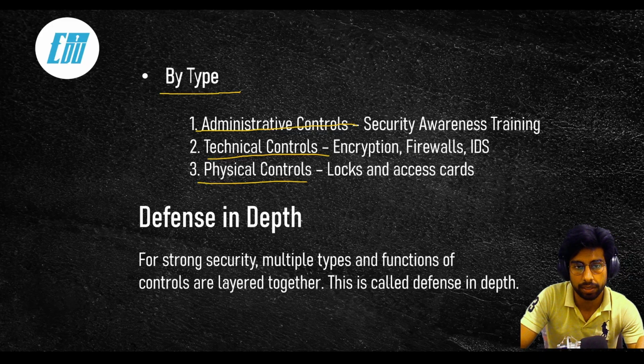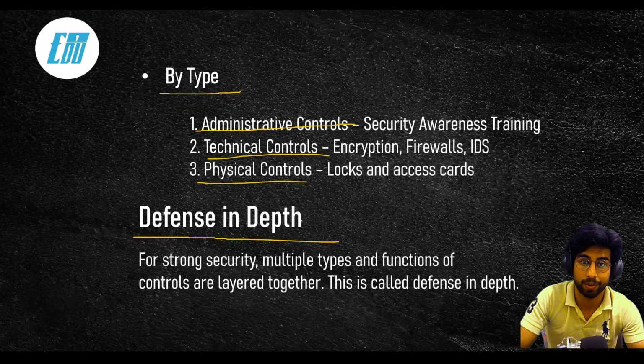Okay, we understood it. So this is defense in depth. What does it mean? It says, for strong security, multiple types and functions of controls are laid together. This is called defense in depth. It simply means when we combine by function and by type together, because we are applying the two most important controls, by type and by function. Simple as that.